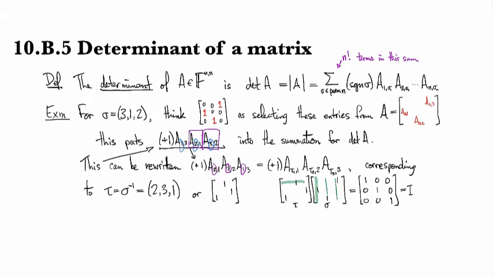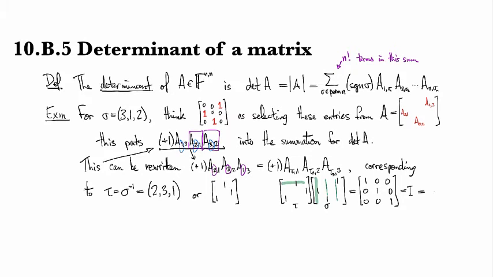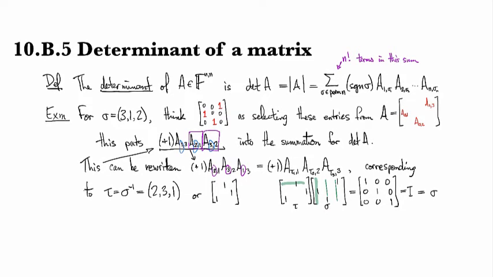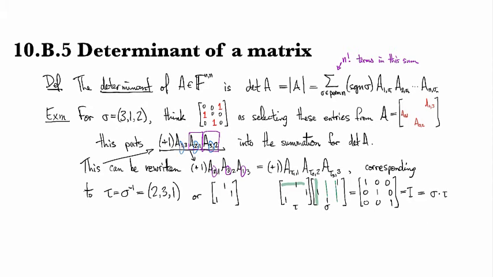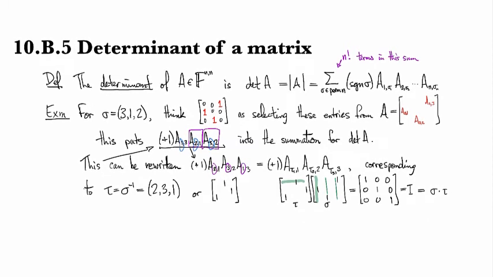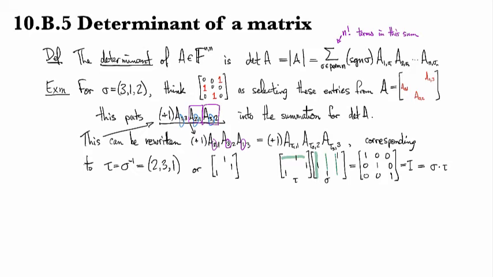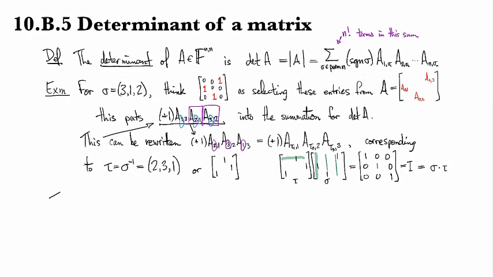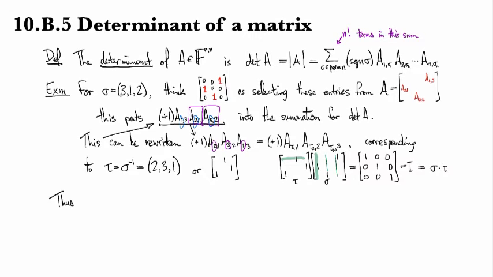And this can also be done if you interchange the roles of these. So the sigma matrix times the tau matrix. Either order you put it in, you'll get the identity. So it must be the inverse. Okay. So from this we can make observations.